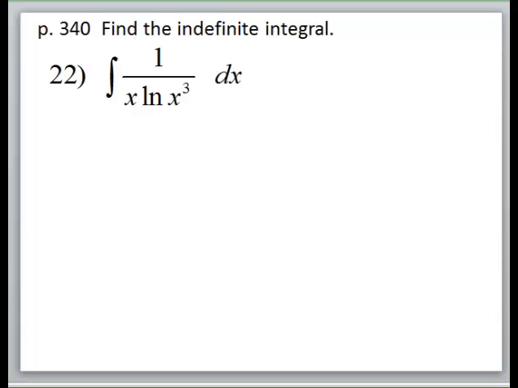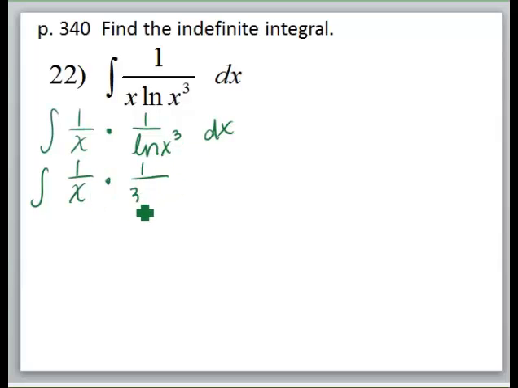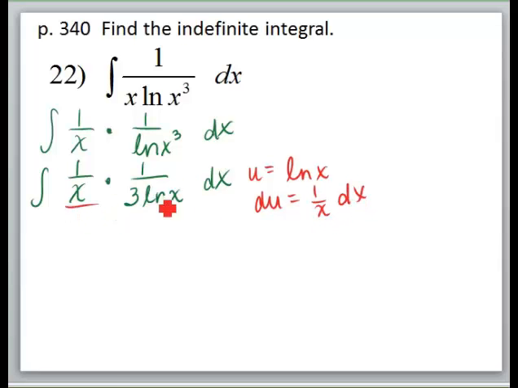Alright, in this next example, I'm going to want to go ahead and reduce this just a little bit. I'm going to change this into 1 over x times 1 over ln of x cubed. And the reason why I want to do that is so I can go ahead and use one of my natural log properties, which says I can bring this out front. So I'm really going to have 1 over 3 ln of x, and then I'll have dx. Now, if you really look at this carefully, if you would just create a u statement of u equaling ln of x, you will exactly get 1 over x dx, which is what you need here.